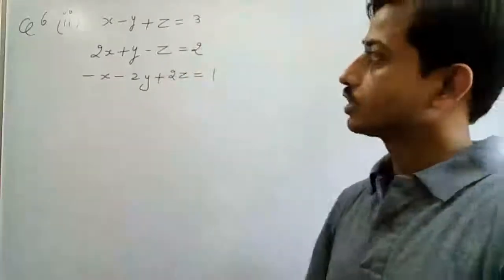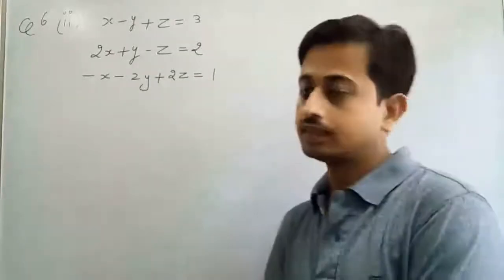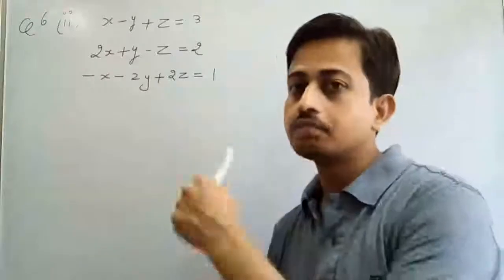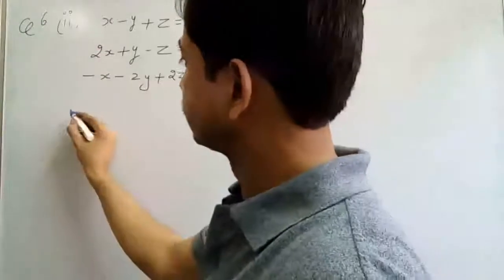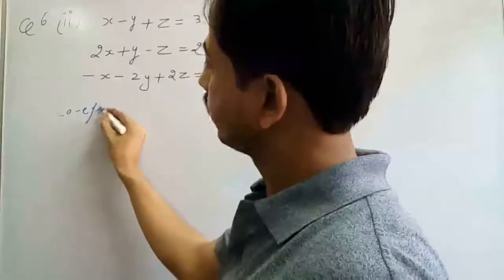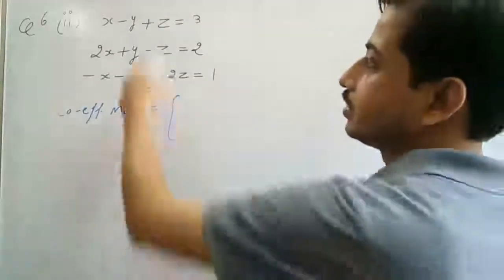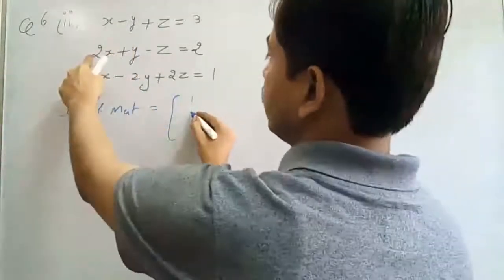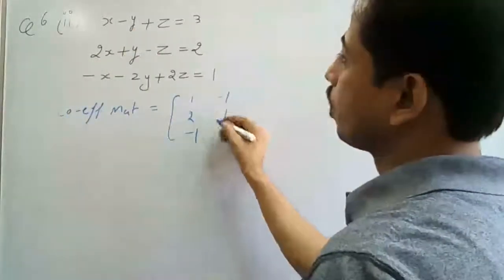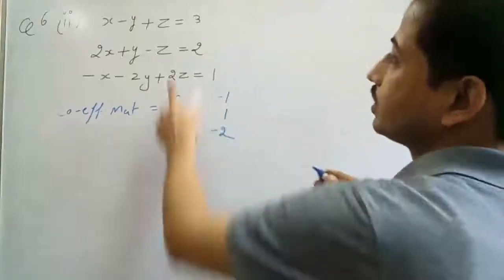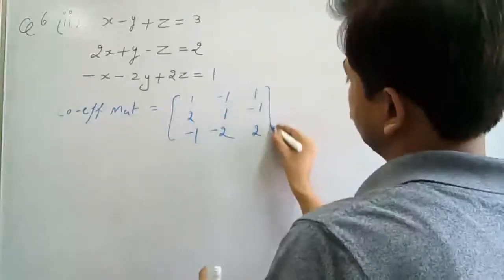Now look at question number 6, part second. It is something different. So please make a note. First we have to make the coefficient matrix. So what is the coefficient matrix? The coefficient of x is 1, 2, minus 1, the coefficient of y is minus 1, 1 and minus 2, and the coefficient of z is 1, minus 1 and 2.